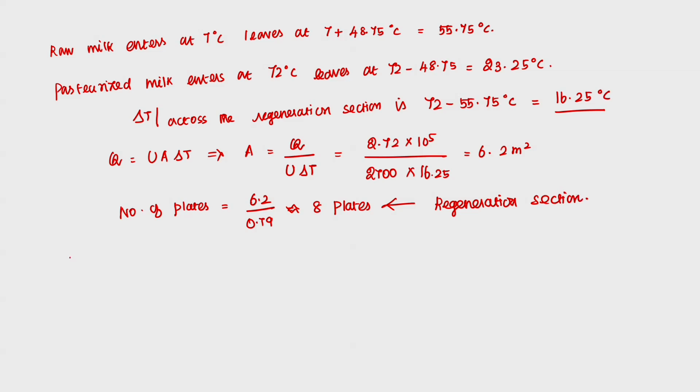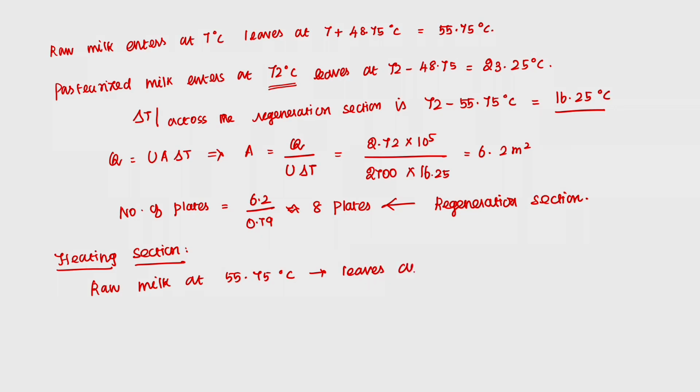Okay. So, now we slowly move on to the next one, the heating section. In the heating section, what happens? The raw milk which was heated from 7 to 55.75 will be introduced into the heating section and it will be heated to the final pasteurized temperature of 72 degree centigrade. So, the raw milk which comes out of the regeneration section at 55.75 degree centigrade is getting heated in the heating section and leaves at 72 degree centigrade. Right.